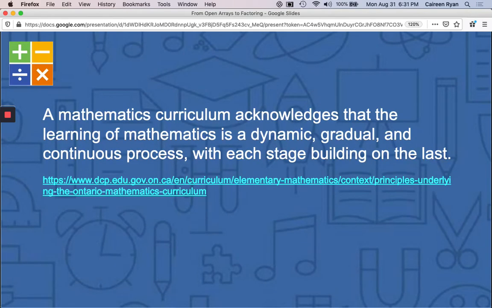To start, I'd like to take a look at this quote, and it's from the new K-8 Ontario curriculum for mathematics. A mathematics curriculum acknowledges that the learning of mathematics is a dynamic, gradual, and continuous process, with each stage building on the last.